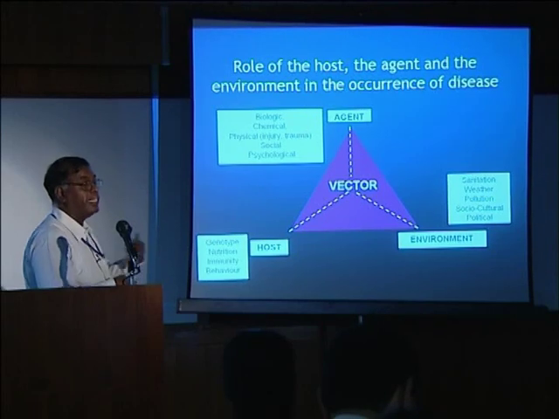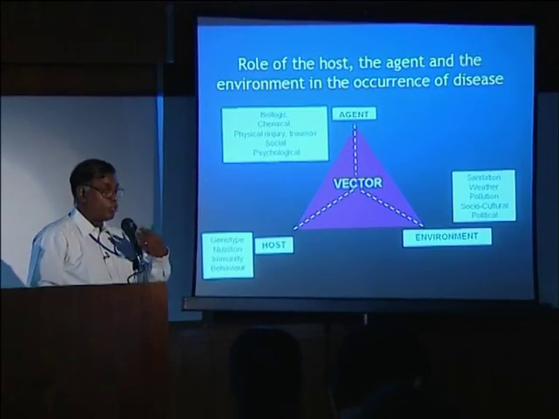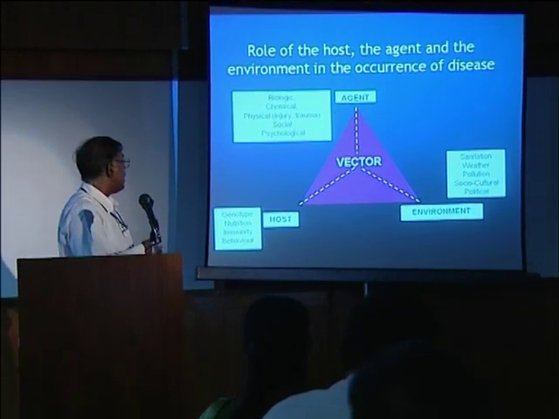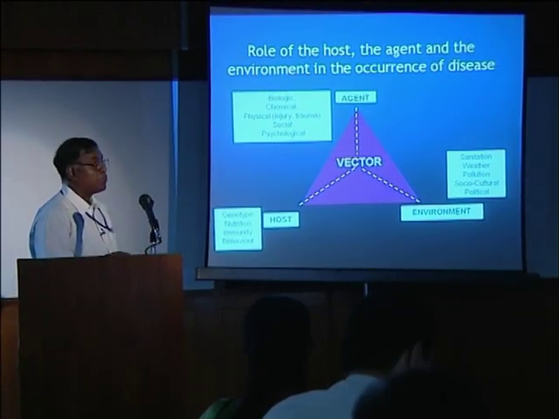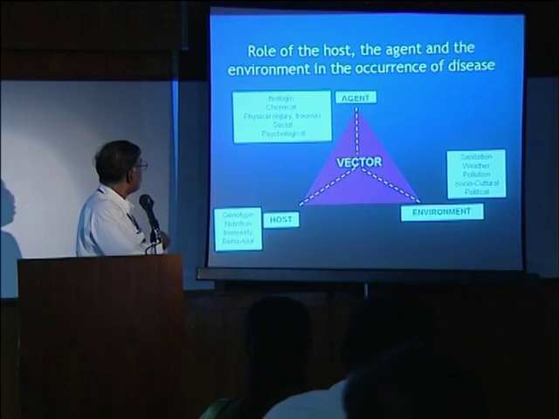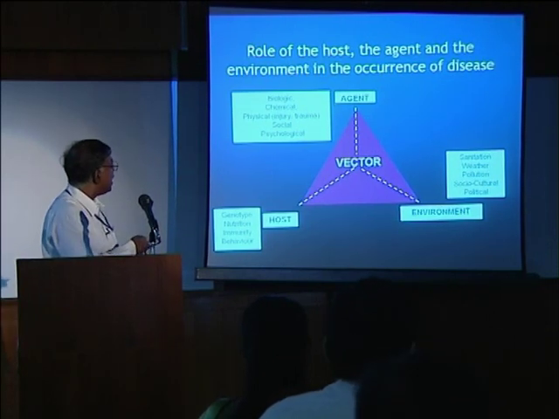So you will have to systematically slice all the three components of it, with the vector playing a central role in transmitting the disease. Say, agent and your host depend on the genotype, the nutritional status of an individual, his immunity status, his social behavior characteristics. And the agent could be a biologic agent or a chemical agent, could be some physical trauma or sociological or psychological agents.